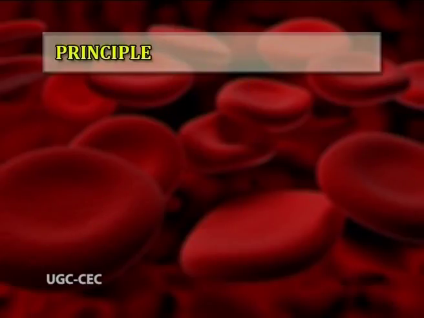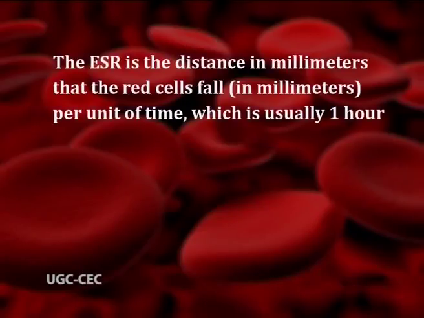Now we will see the principle of the method. When anticoagulated blood is allowed to stand undisturbed, the RBCs will normally settle out to the bottom of the tube. This principle is the basis for the erythrocyte sedimentation rate. By definition, the ESR is the distance in millimeters that the red cells fall per unit of time, which is usually 1 hour. The ESR is directly proportional to the red cell mass and inversely proportional to the plasma viscosity.